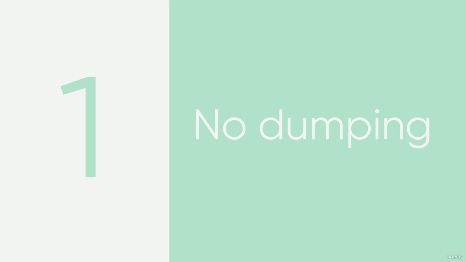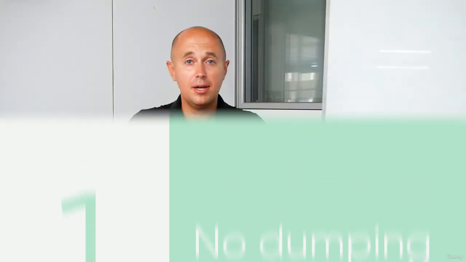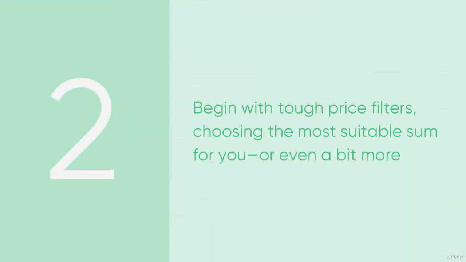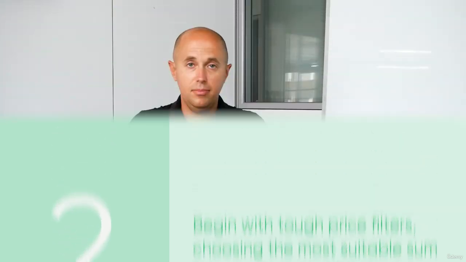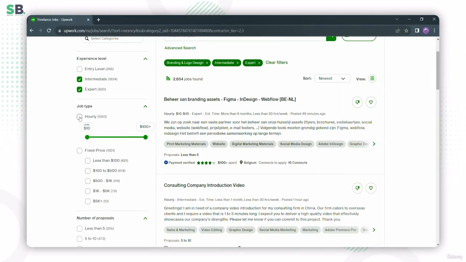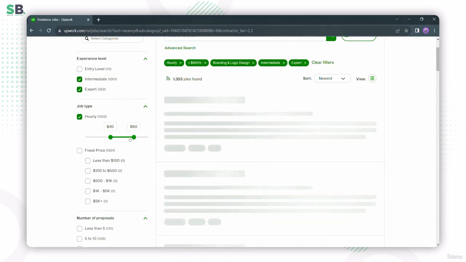From the previous lectures, you might remember that dumping, or choosing a price that's too low for your service, only increases the number of competitors and cuts down on the number of customers. Number two, begin with tough price filters, choosing the most suitable sum for you or even a bit more. Make this range wider step by step if there aren't enough projects with the desired compensation. For example, let's choose an hourly rate of $40 to $70 to see the number of proposals.